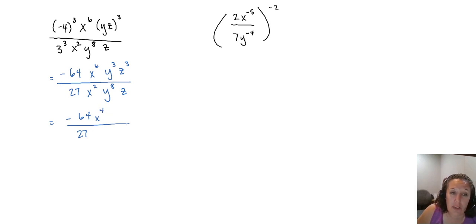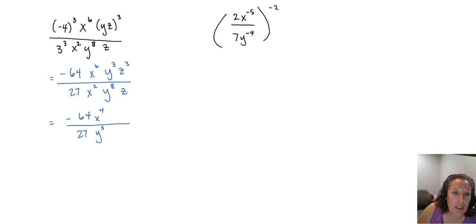That's the same thing we get if we do top minus bottom on our powers. On the y's, we have y cubed over y to the 8th. That one we're going to have 3 of them cancel out, and that's going to give us a y to the 5th in the denominator. If we were to use the rule, we're going to get 3 minus 8, which gives us -5, and that means y to the 5th on the bottom.